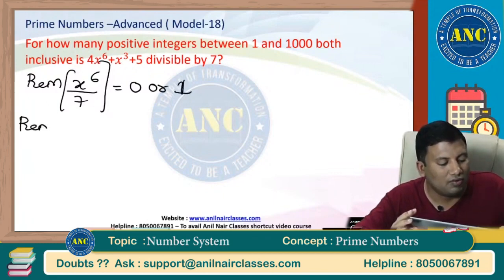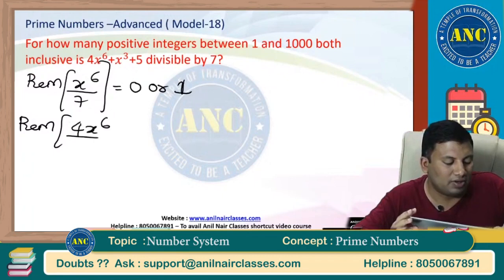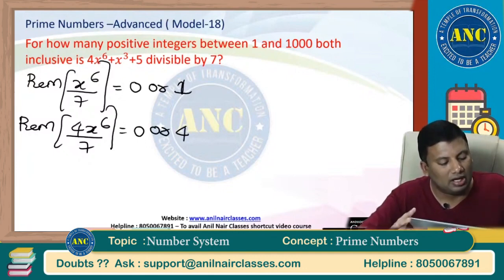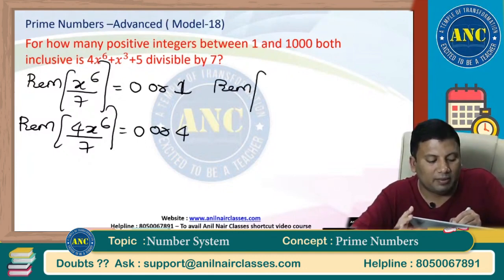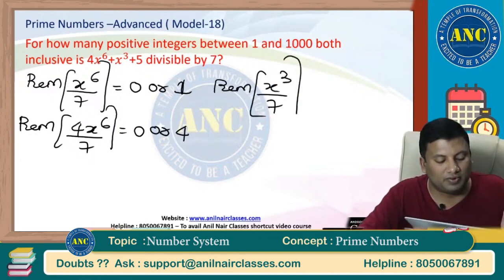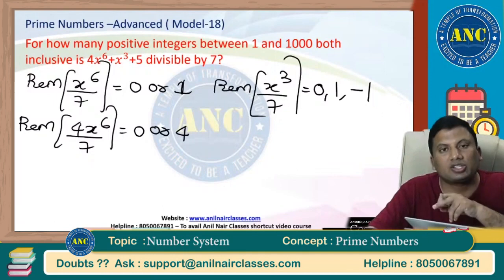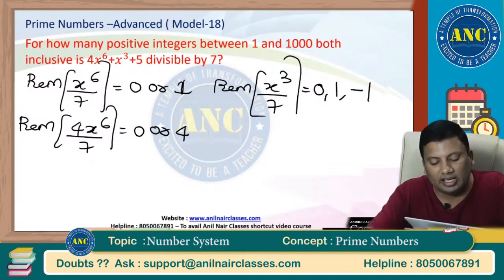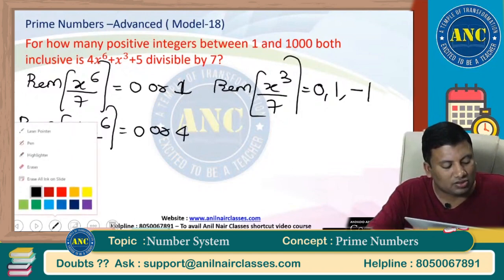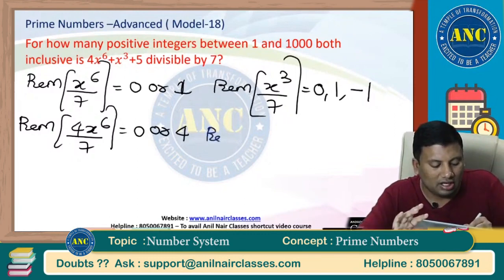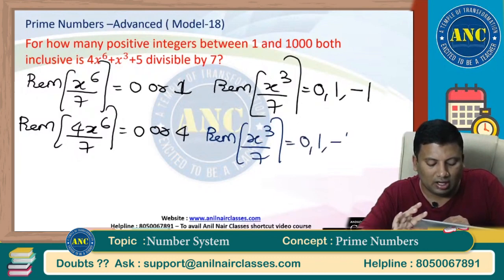But the question is 4x power 6, 4x power 6 divided by 7. It is 0 or 4, since 4 ones are 4. If x power 6 divided by 7 is 0 or 1. x cube whole square is x power 6, so x cube divided by 7 can be 0, 1 or minus 1. Think logically: if x cube by 7 is minus 1, square it and it will become x power 6. Minus 1 square is nothing but plus 1. I hope the idea is clear. So x cube divided by 7 is nothing but 0, 1 or minus 1.